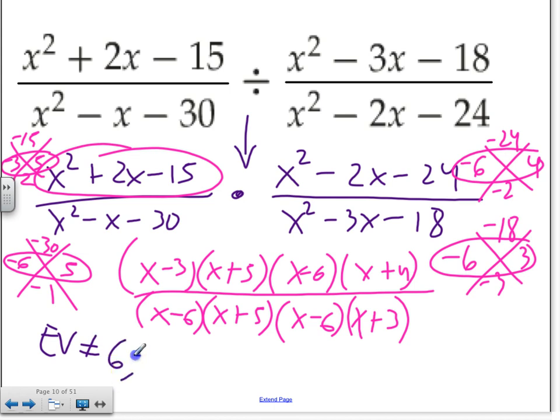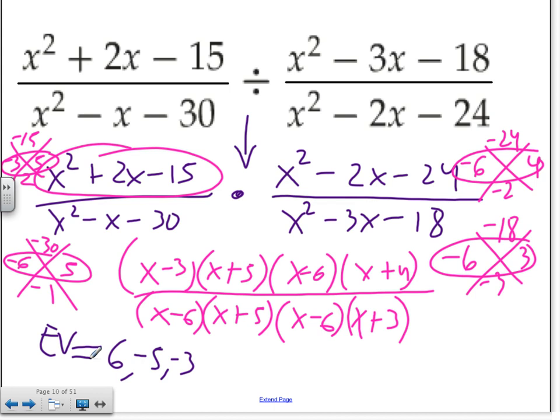6, negative 5, 6, and negative 3. Notice I don't have to repeat the 6 again because I already have it in this list. So these are my excluded values. I should just say excluded values equal, instead of not equal. 6, negative 5, negative 3.